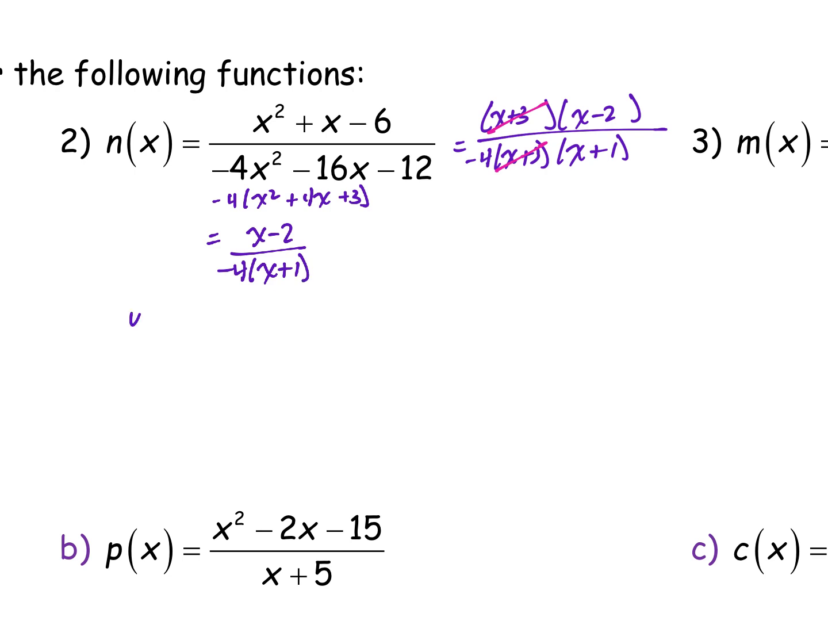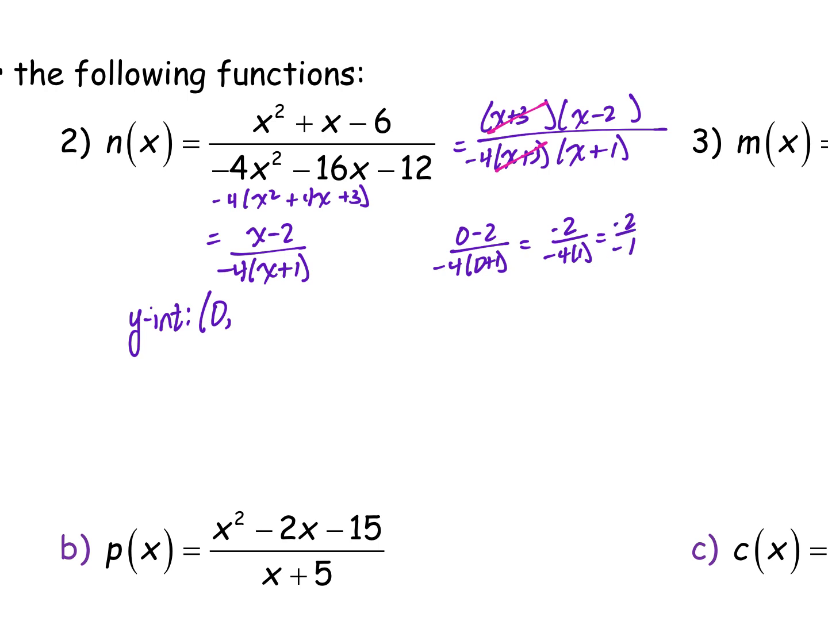So to find my y-intercept, my x is 0. So I've got 0 minus 2 over negative 4 times 0 plus 1. Negative 2 over negative 4 times 1.